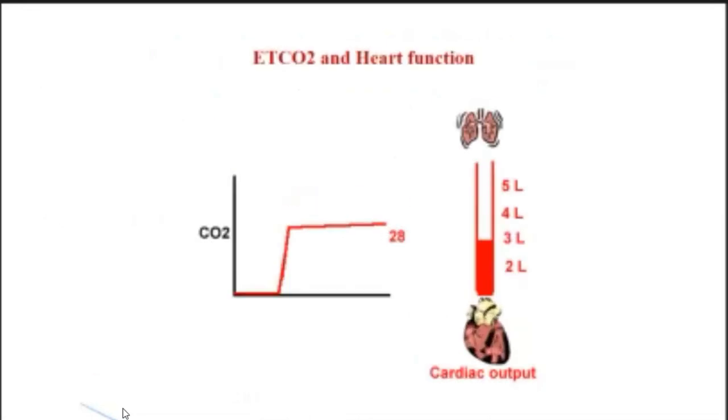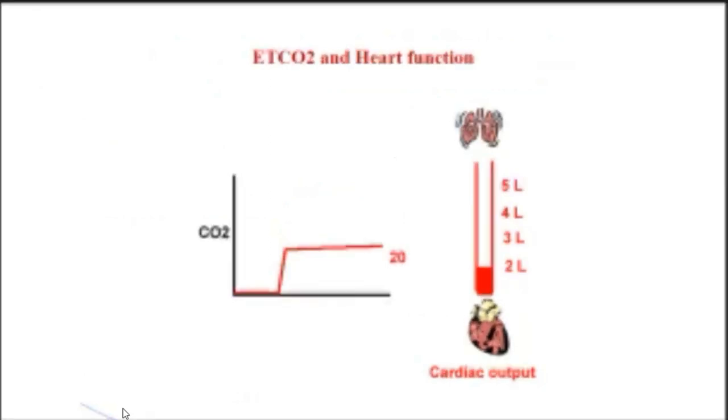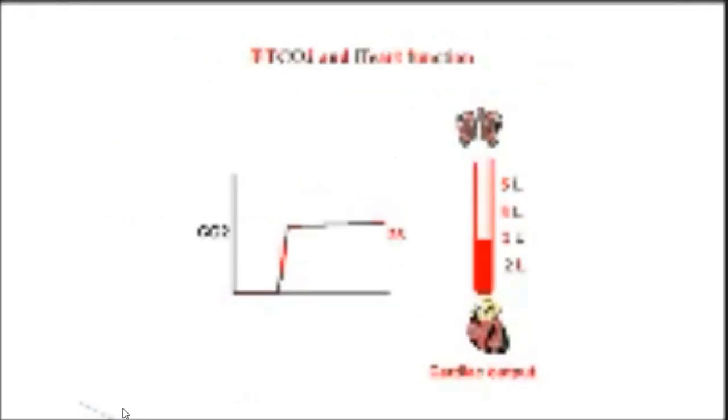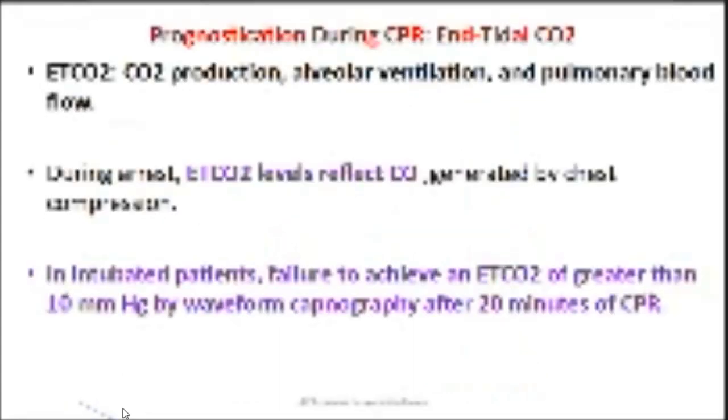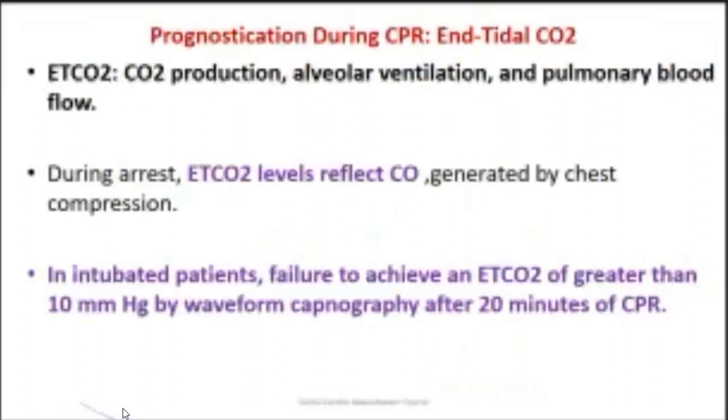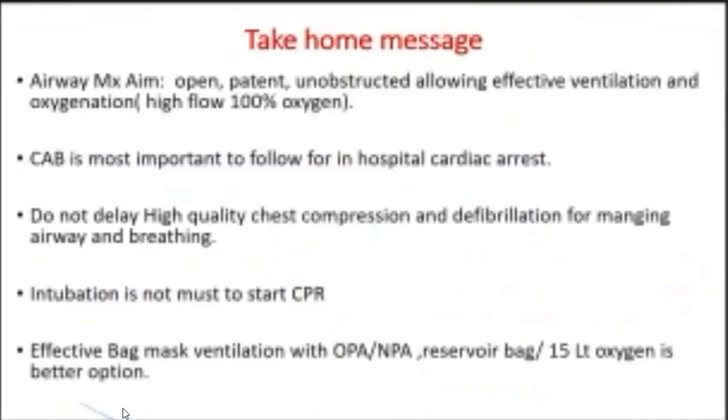And ETCO2 is equal to cardiac output during CPR. As cardiac output improves, because you know cardiac output is 4 to 5 liters, the ETCO2 will come out. So the normal value is 35 to 45. Minimum 10 is needed when you are doing high quality chest compression. If your compression is good, the ETCO2 tells the effective CPR. With effective CPR and effective ventilation, it is more than 10.